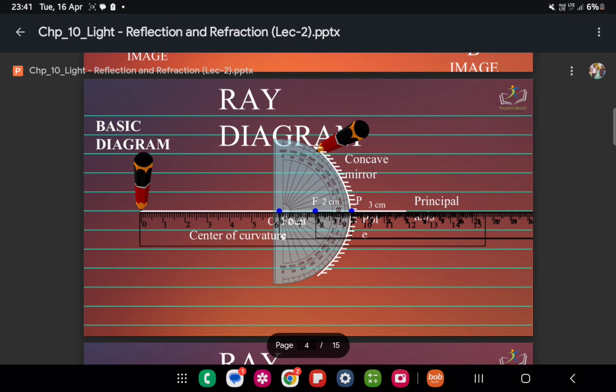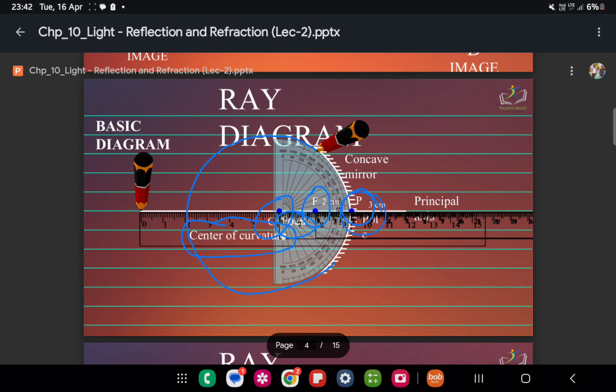The first one is P. P is the pole. The pole represents the middle of the mirror. And F. F represents the focus. And C. Here you will see that C means the center of curvature. What is the center of curvature? If we draw the full diagram you will get a circle like this. In the circle, this is the center, so it is called the center of curvature. And this is F, which represents the focus, and P means the pole.